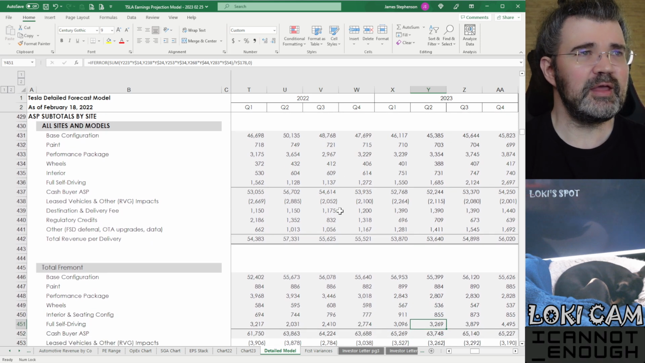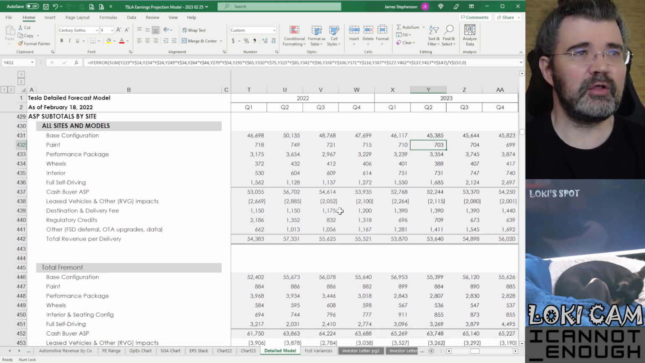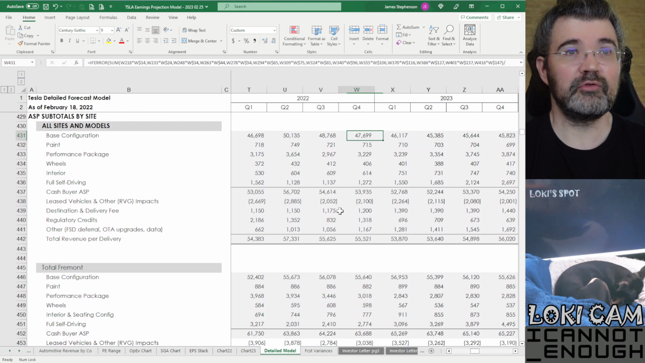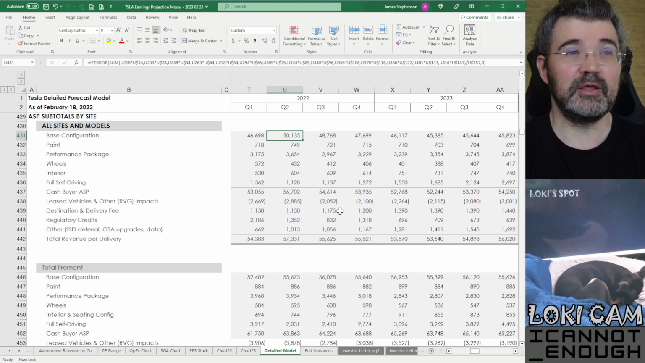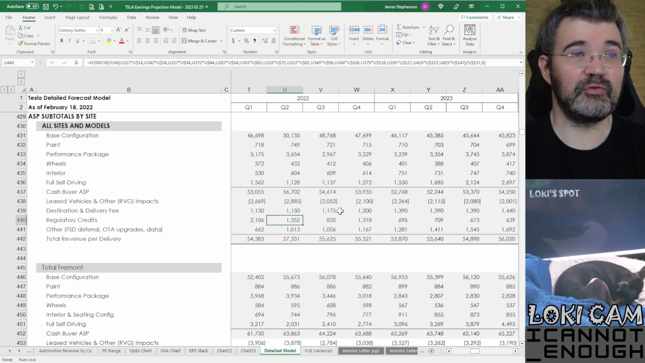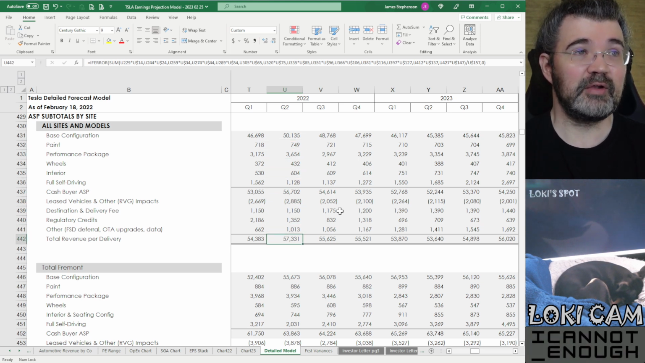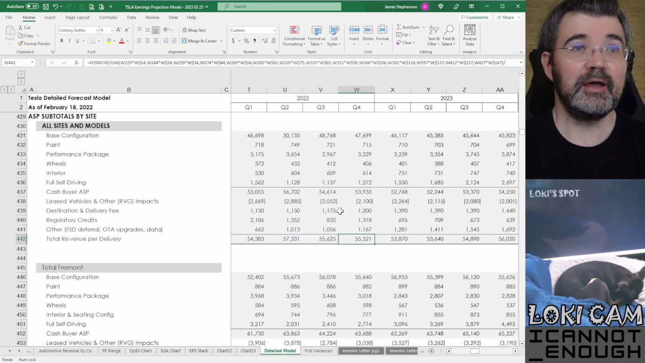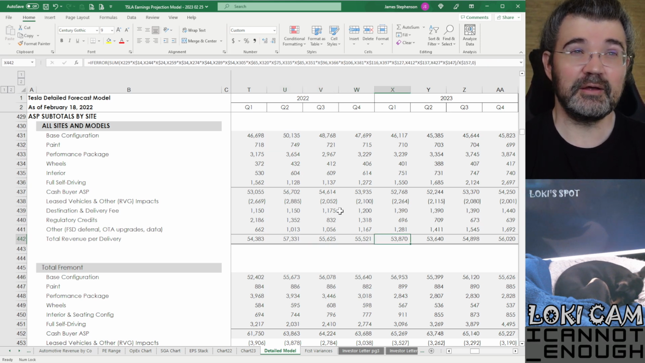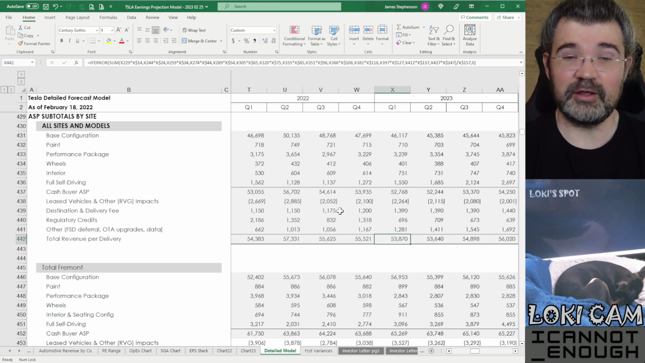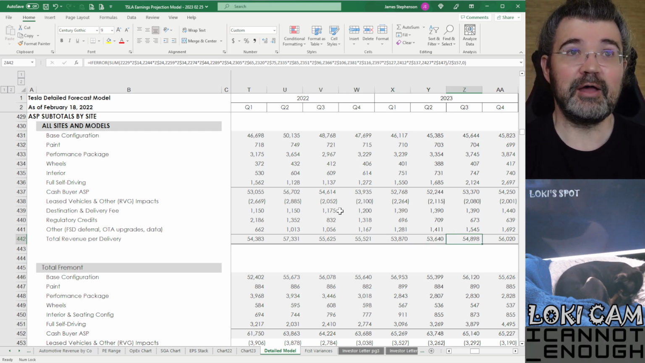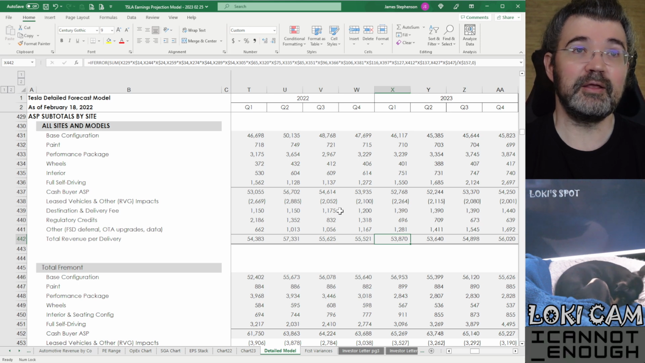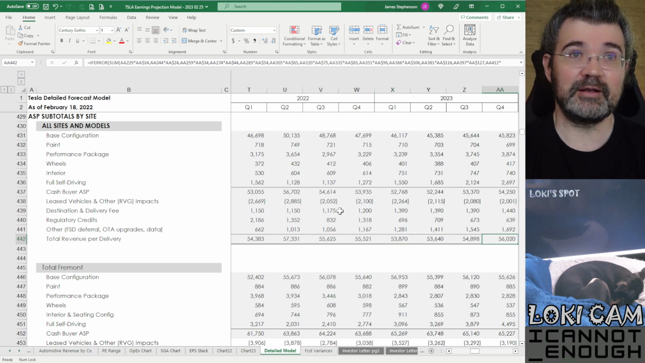And that gets you to these ASPs for all sites and models combined. So it has come down in total, from a peak last year in Q2 of 57,000 fully loaded revenue per delivery. I've got that down to 53, so a $4,000 decrease isn't nothing. That's something. That'll materialize with worse profitability in Q1 for sure, but I think after that it'll get better.